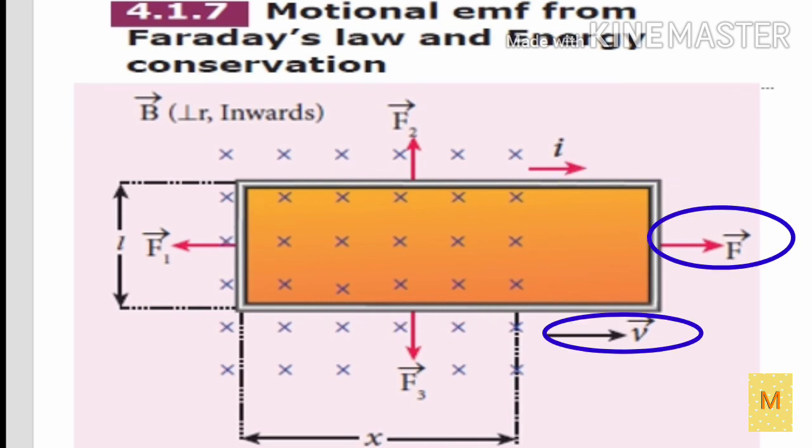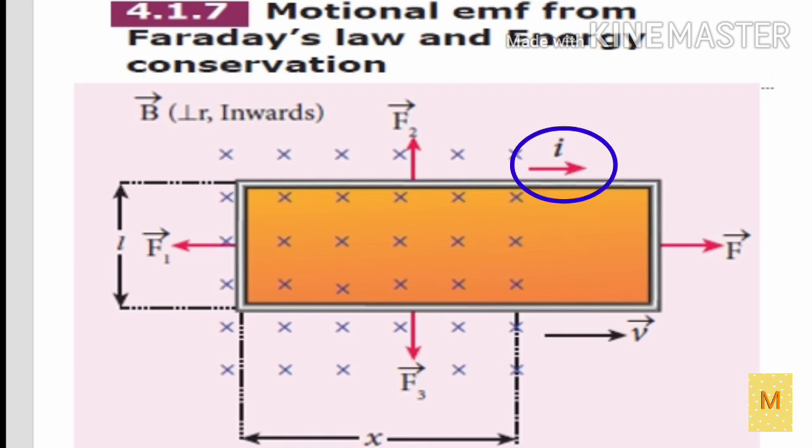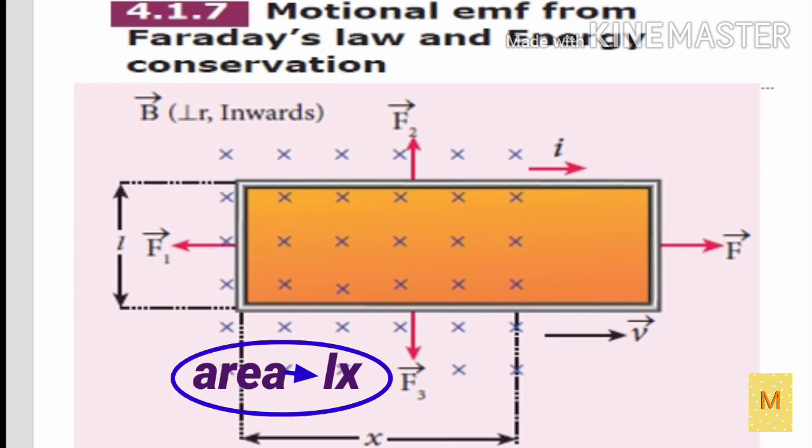If the loop is pulled with a constant velocity V vector towards the right side, then the magnetic flux linked with the loop will decrease. According to Faraday's law, the current is induced in the loop which flows in the direction in order to oppose the pull of the loop. Let x be the length of the loop which is still within the magnetic field. Then its area can be written as l into x.